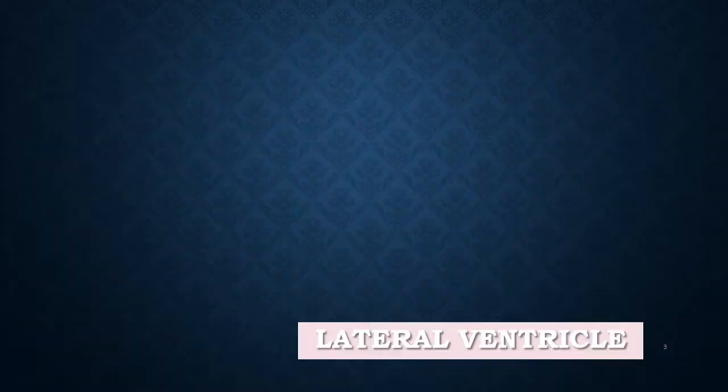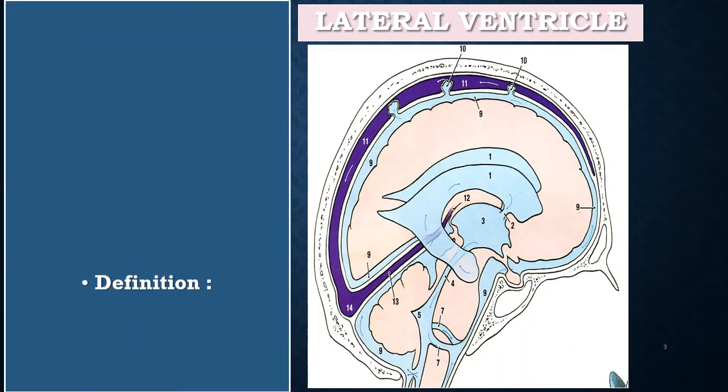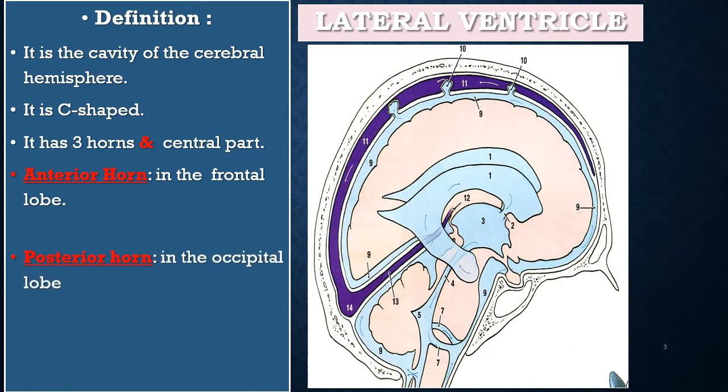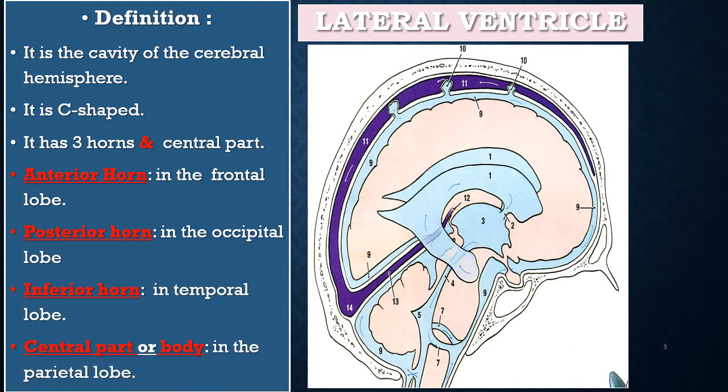So coming to the definition of these lateral ventricles. Lateral ventricles are the cavities which are present in the right and left cerebral hemispheres. And it is having three horns and a central part. So the anterior horn, which is present in the frontal lobe, here you can see that, and it is having a posterior horn, which is present in the occipital lobe, and it is having an inferior horn, which is present in the temporal lobe, and it is having a central part or body, which is present in the parietal lobe.